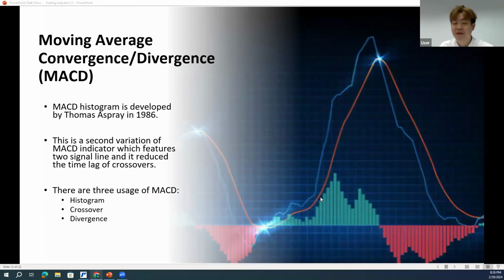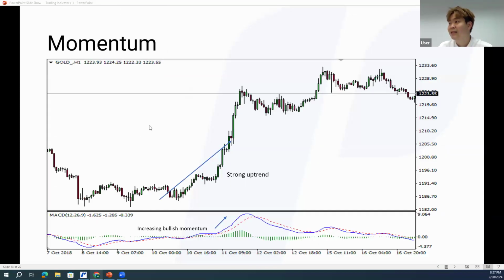And then the next thing that we will cover is the MACD. MACD is also one of the very important things in the market that is very good for us to understand. There are three usages of MACD: we can look at the histogram, crossover, as well as divergence. You can trade based on these three things. This is one of the examples for the MACD. MACD is very simple. You can monitor the histogram.